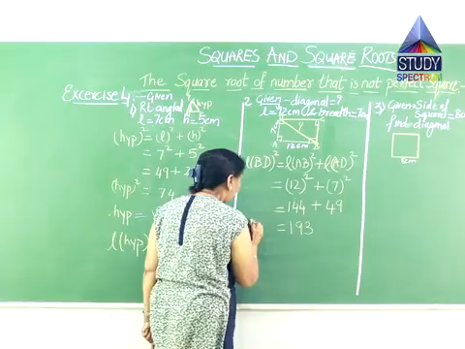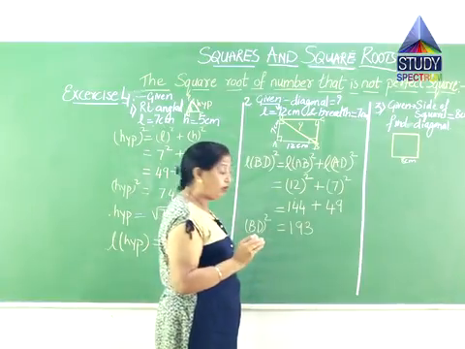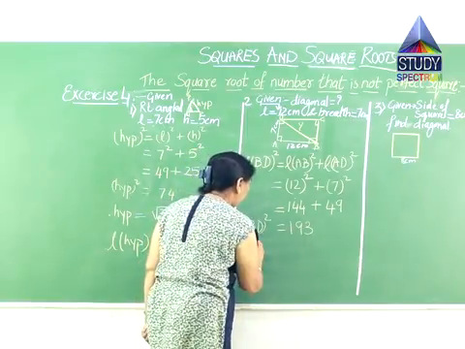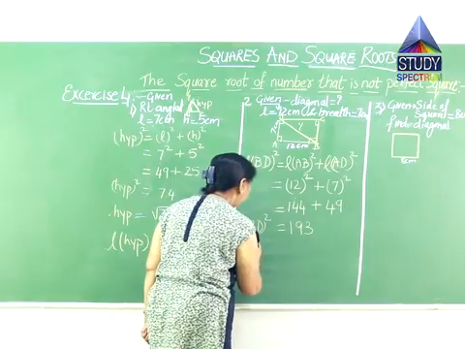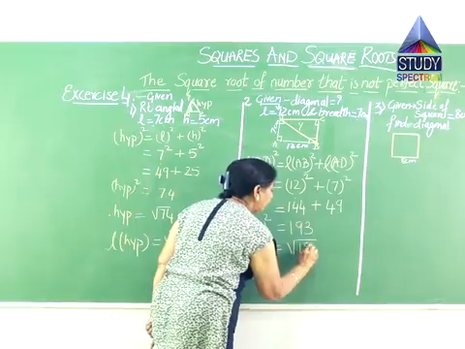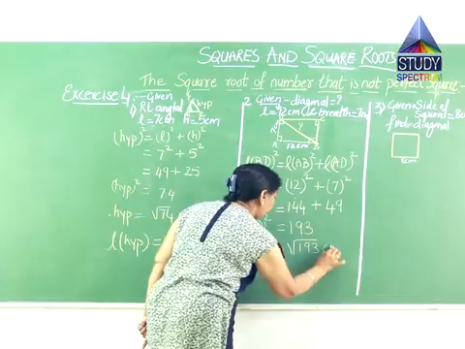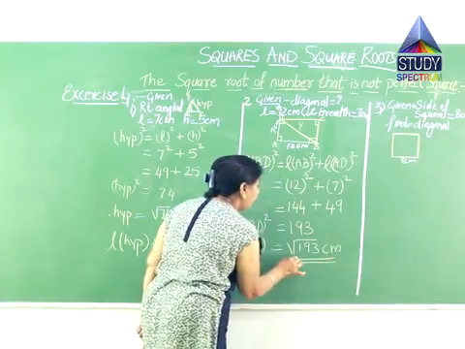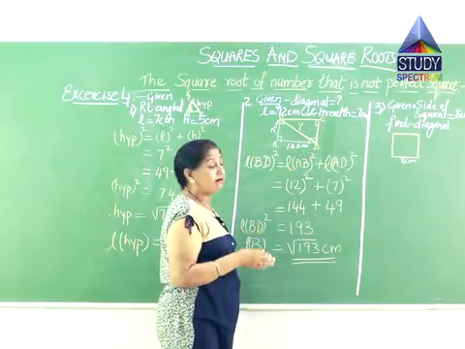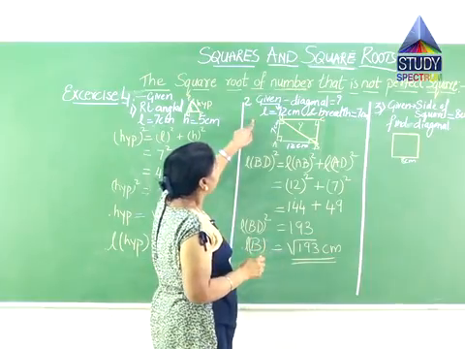What is 193? It is length of BD square. And what we want is BD. So therefore, taking the root of both the sides, I will get it. Therefore, length BD will be equal to root of 193, so I can write root 193 centimeters. Now this is the length of this diagonal which is asked to you in this sum, right?